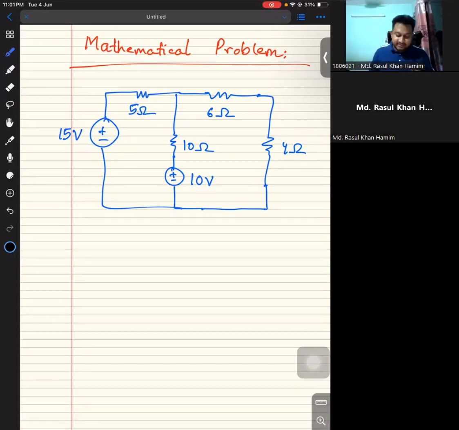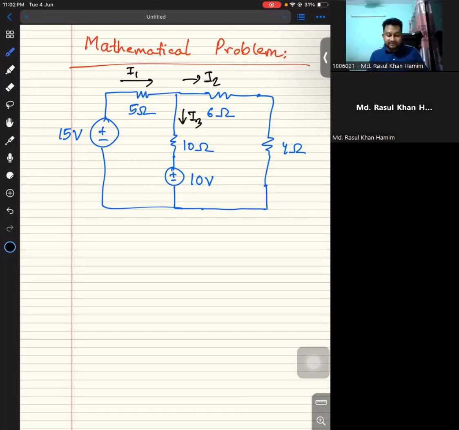Now, let's solve a mathematical problem using mesh analysis. If we look at our circuit, we can see that there are two voltage sources, 15 volts and 10 volts, and there are 4 resistors of 5 ohms, 6 ohms, 4 ohms, and 10 ohms. We regard the current in this branch as I1, in this branch as I2, and in this branch as I3.